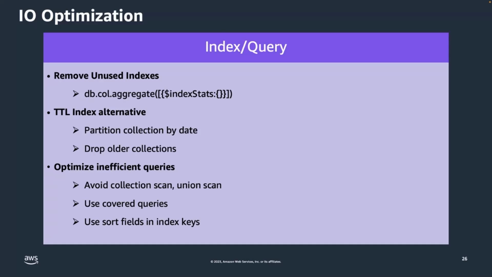TTL indexes incur IO cost when deleting data. If possible, use rolling collections to minimize IO cost. Create new collections at a desired interval, for example, one collection per day, and write all your records into them. Drop the whole collection when expired or beyond the retention period. Instead of deleting the documents on a daily basis, you drop the entire day's collection at once. There is no IO cost for dropping a collection.